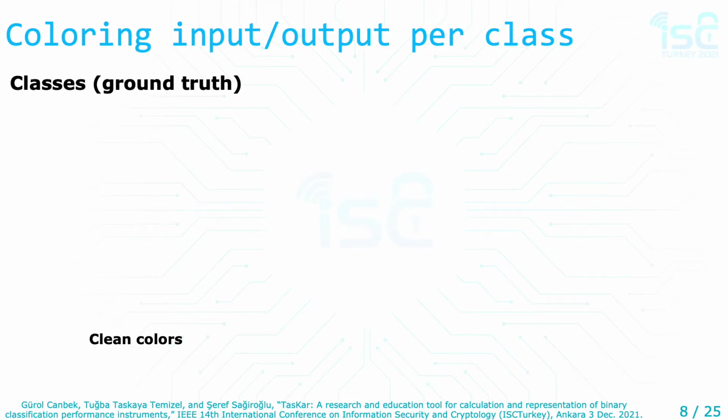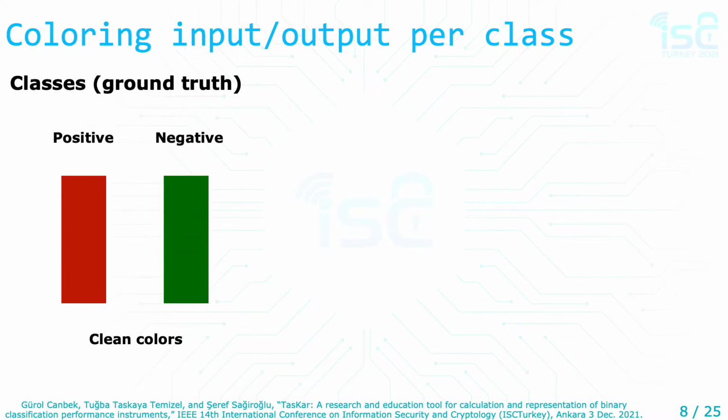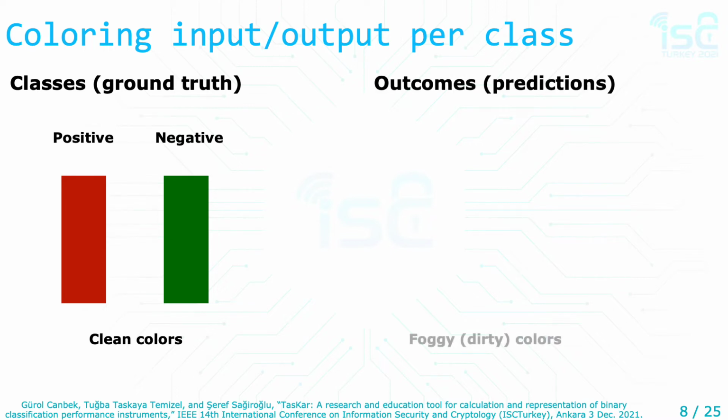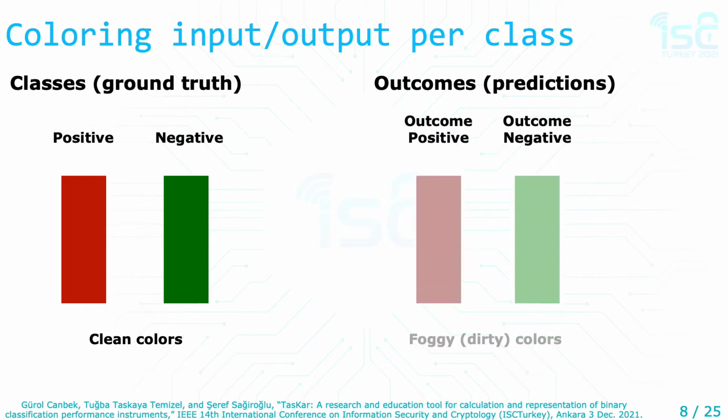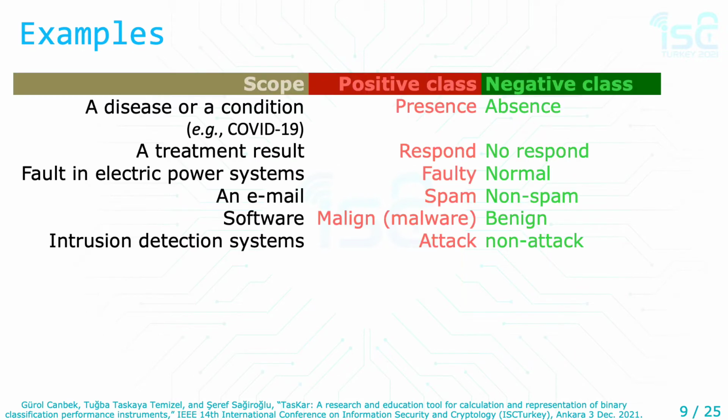Following this design decision, we choose clean red and green colors for positive and negative labels or classes respectively. Likewise, the counterparts of the outcomes are a little foggy and dirty colors, indicating uncertainty. Here you can see some examples of binary classes represented in class colors.